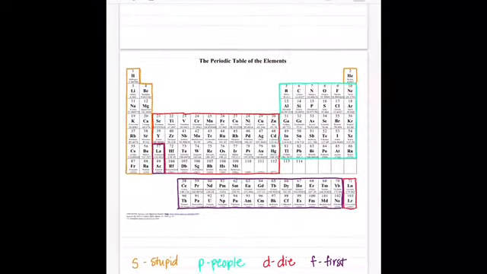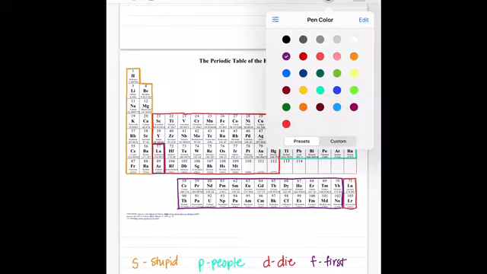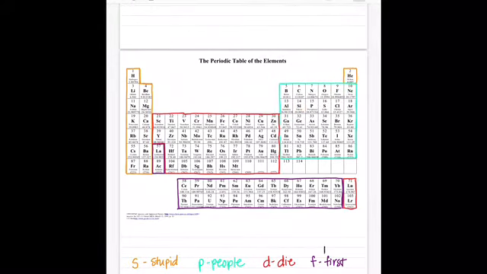Okay. So I said that F block has 14. So let's count. One, yours would be right here actually. 2, 3, 4, 5, 6, 7, 8, 9, 10, 11, 12, 13, 14. Okay, F block always has 14. So let me add these little notes for you. F block always has 14. D block is always 10 across. P block is 6 across. And S block is always 2 across.